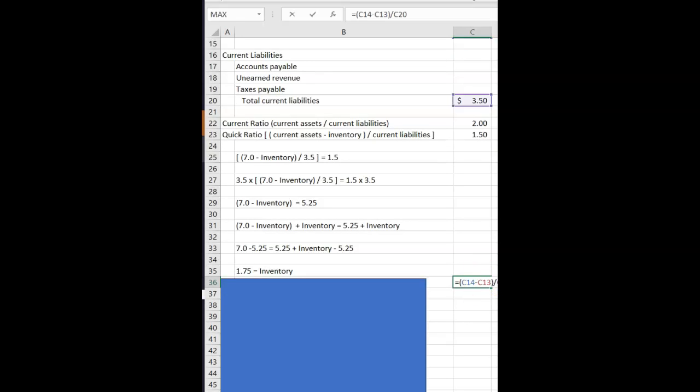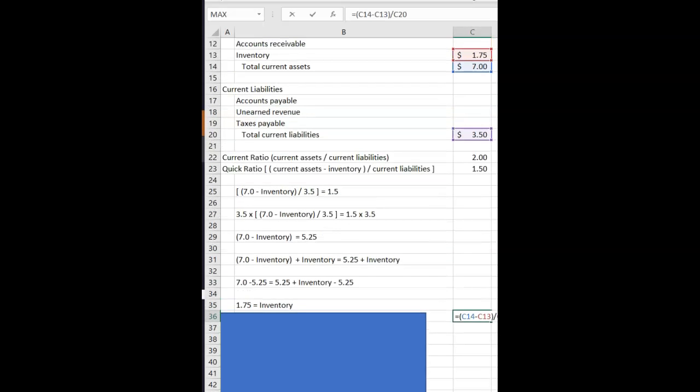Hit the F2 key. We're going to take the value in C14, which is total current assets minus inventory, which is the 1.75 we just calculated, divided by total liabilities. And when we do that, we come up with 1.5, which was our quick ratio. So we've proven that the inventory is correct.